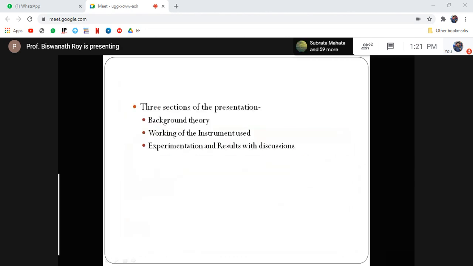Actually, there are 3 sections of this presentation. The background theory will come first, then the working of the instruments used. There are 2 instruments that I mentioned just now. And then experimentation and results with discussion. I am going to discuss the first 2, background theory and working of the instruments, and Sangita madam will discuss the third portion. So anywhere you have any doubt, just unmute yourself, stop me and raise the question.